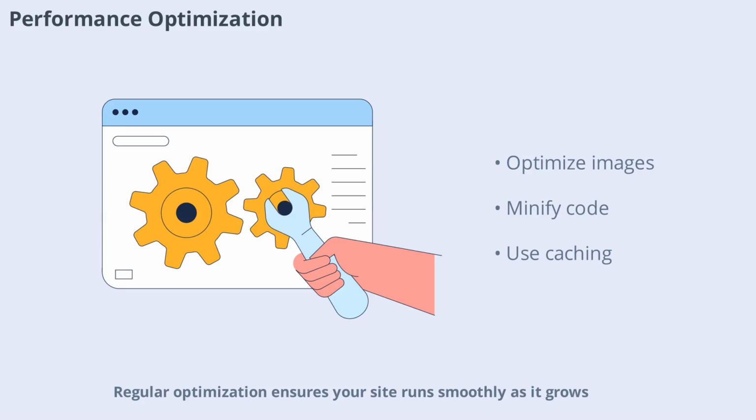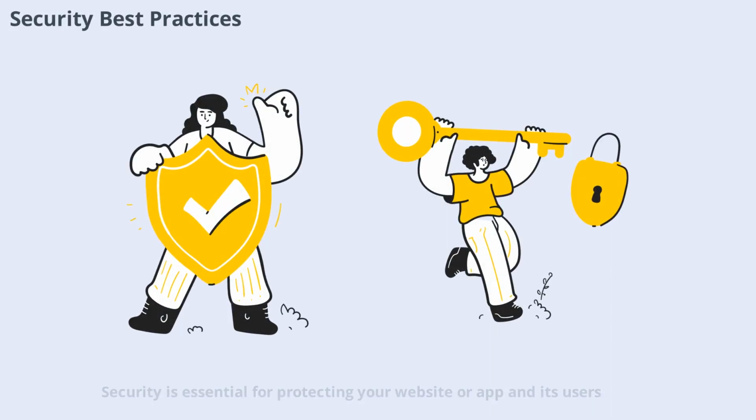Regular optimization ensures your site runs smoothly as it grows. Security is essential for protecting your website or app and its users. Use HTTPS, keep software updated, and validate all user input. Regularly back up your data and monitor for suspicious activity. Following security best practices helps prevent hacks and builds trust with your audience.